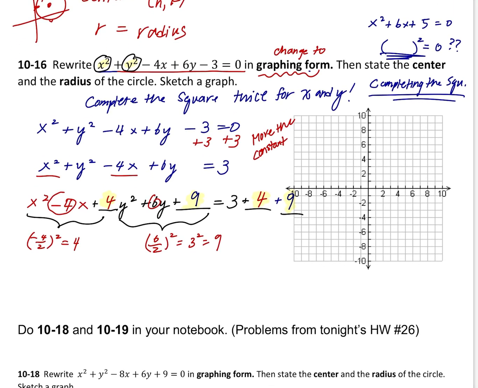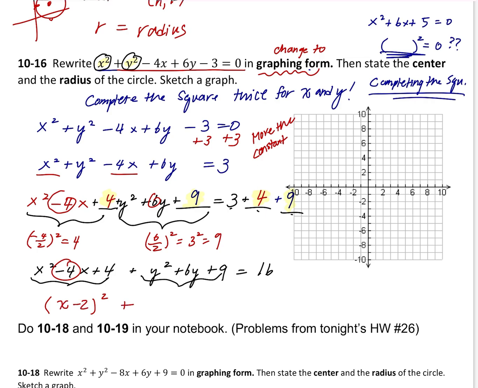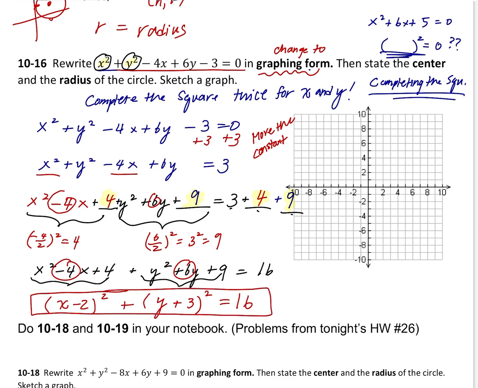So far what we have is x squared minus 4x plus 4. We completed the square for x. And then we got y squared plus 6y plus 9 equals 3 plus 4 plus 9, which is going to be 16. We completed the square for the y. And we just got to write it in factor form, perfect square form. That will be half of -4, so x minus 2 squared plus y, half of 6, positive 3 squared, equal to 16. Here is the graphing form equation.